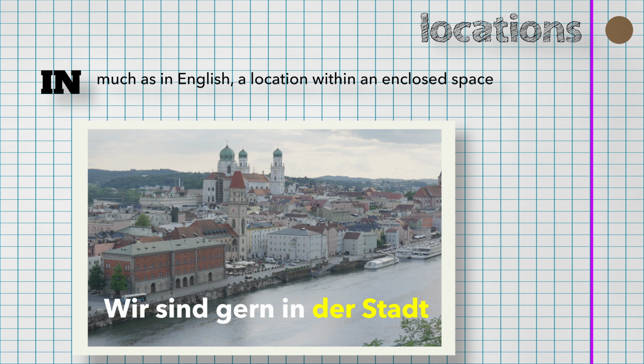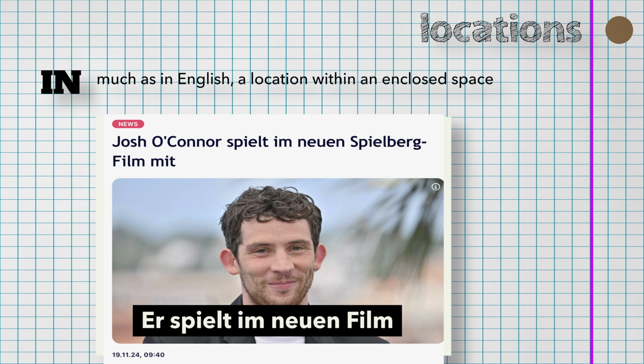It can also be more abstract things like a movie. Spielt in dem neuen Spielberg-Film. This is different to a two-dimensional photo. We're looking at the movie as a kind of three-dimensional form that you can actually be in.